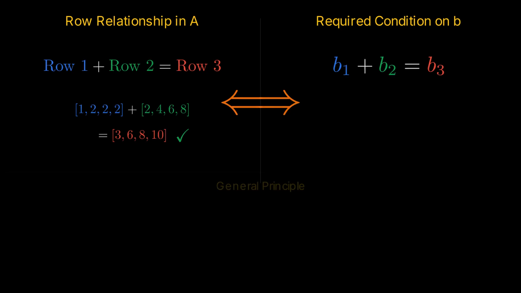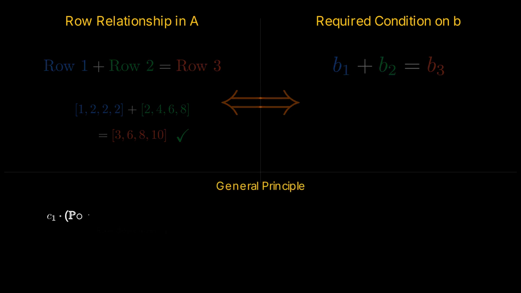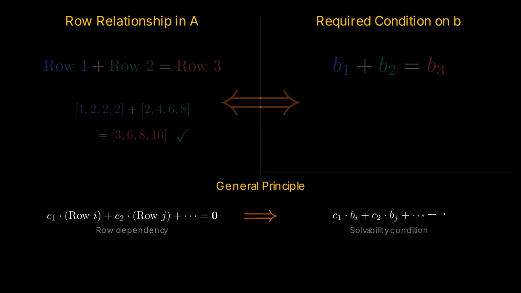This is the key insight, and it generalizes beautifully. Whatever combination of rows of A produces the 0 row, that same combination applied to b must give 0. In general, if c1 times row i plus c2 times row j plus and so on equals the 0 row, then c1 times bi plus c2 times bj plus and so on must equal 0.